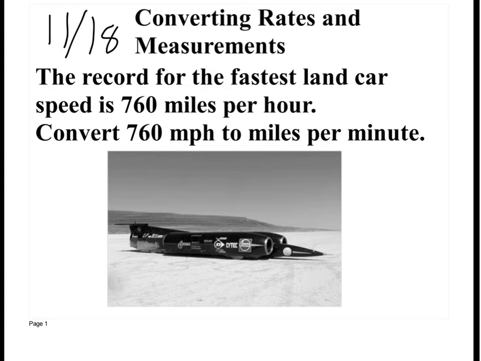If you look at this car, this is the fastest land car. It was clocked at 760 miles per hour. That's fast. Okay? But what I want to do is change it to where it makes more sense. 760 miles per hour, that's a large number. That's large enough that you may not understand it. So what we can do is change it to something you might understand, such as miles per minute. Most cars going 60 miles an hour go a mile a minute. Let's compare it to this vehicle.